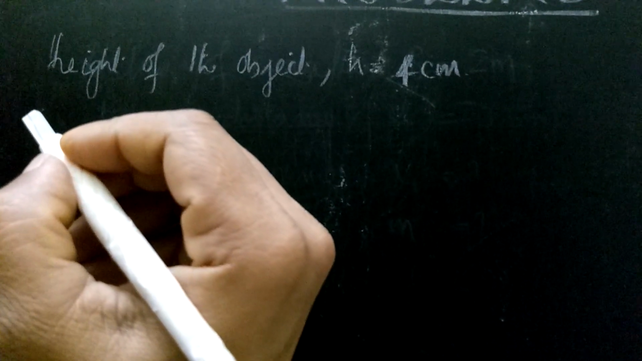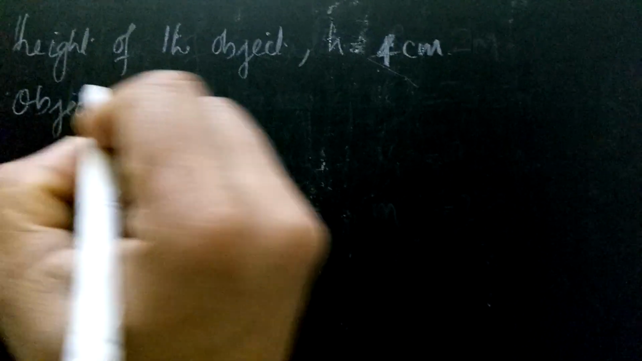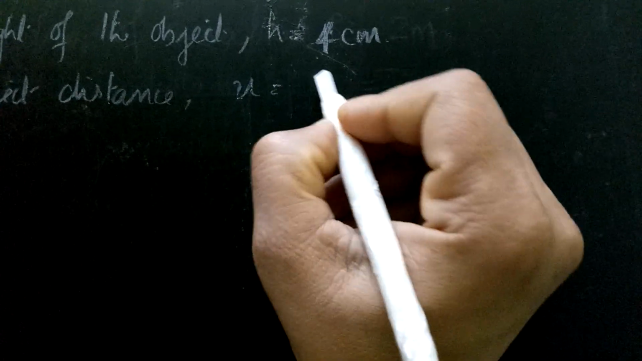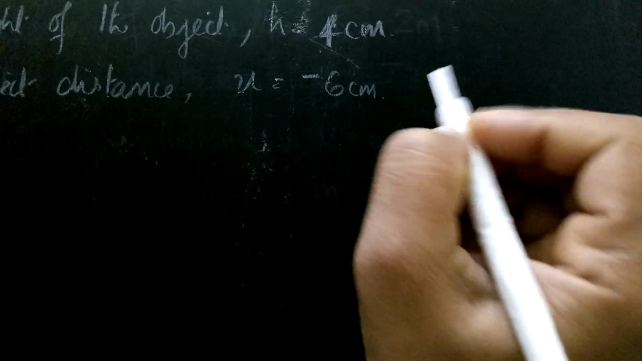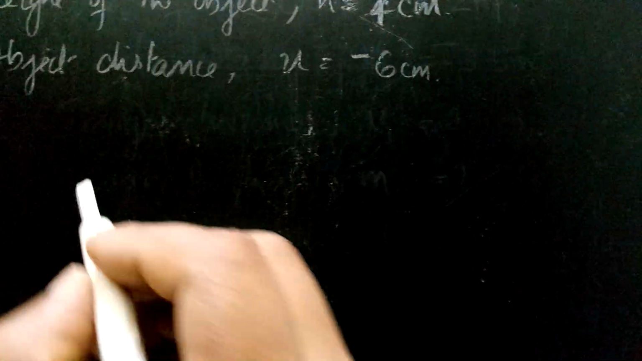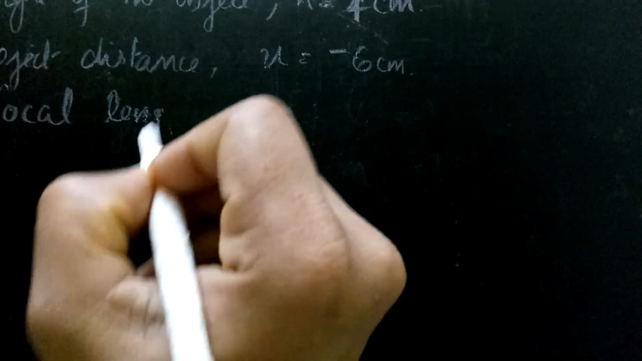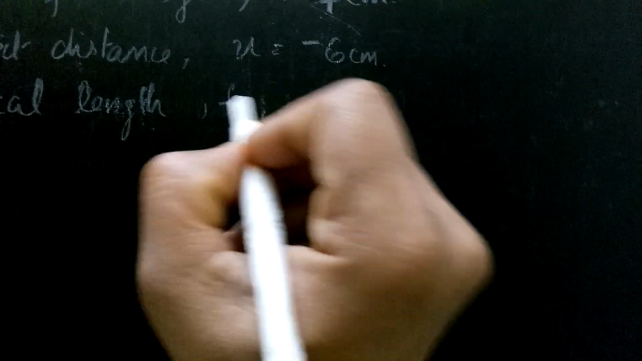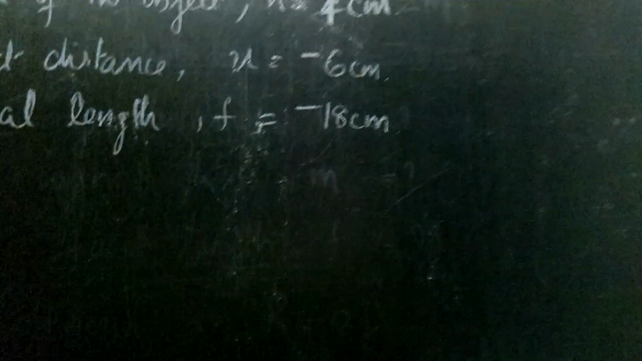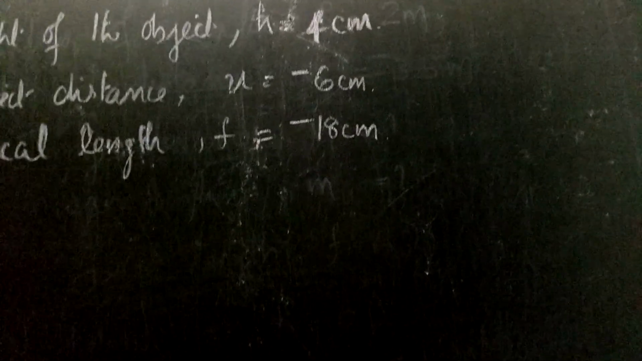Next, placed at a distance of 6 cm means object distance U is equal to negative 6 cm. Then focal length. It is a concave mirror. Focal length is 18 cm. Focal length F is equal to, concave mirror means negative 18 cm. Don't forget to take negative. Then find the position, nature and size of the image.